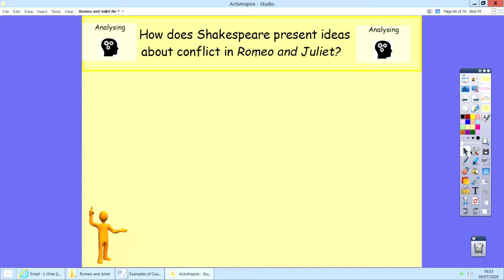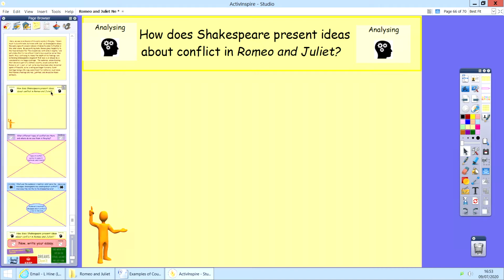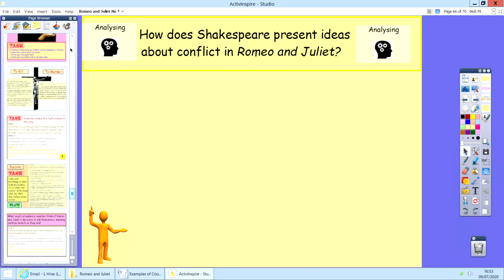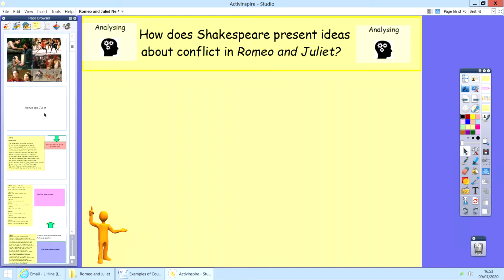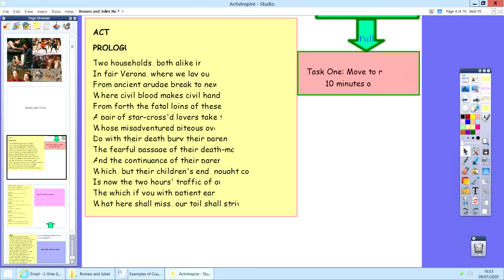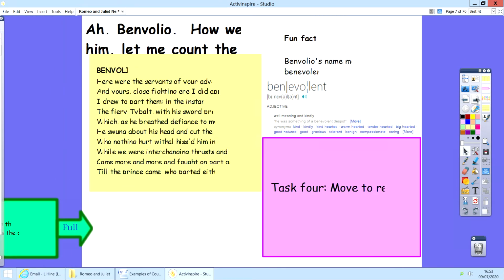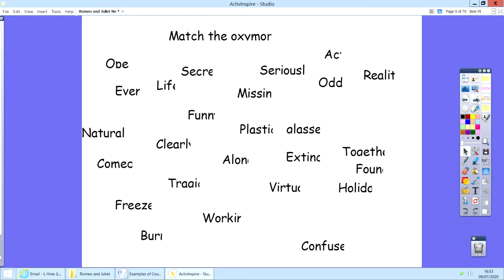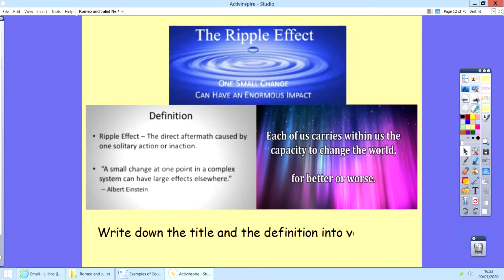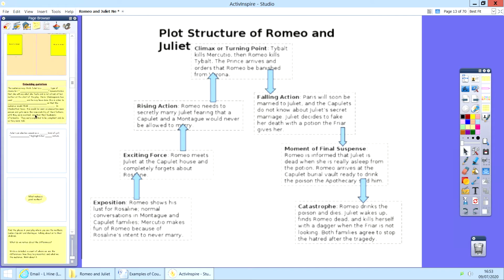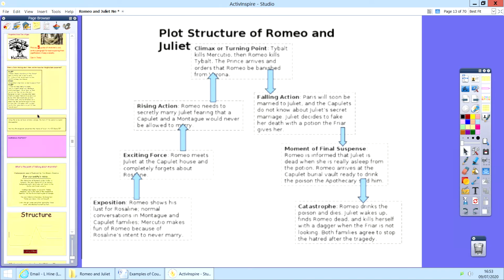Okay, now there are loads of examples of all four of those in Romeo and Juliet, and we did some right at the very beginning about the different types of conflict. We did some, and my screen's gone all squiffy, but yeah. Okay, so anyway, there's different types of conflict in Romeo and Juliet.